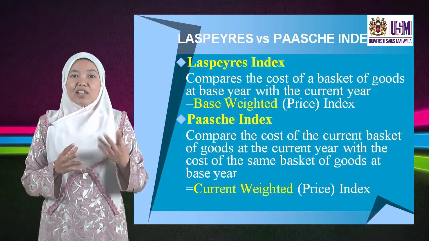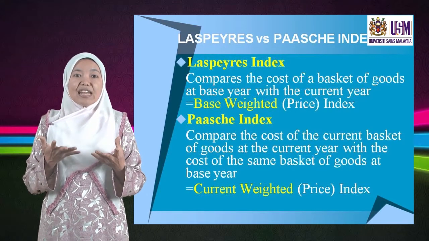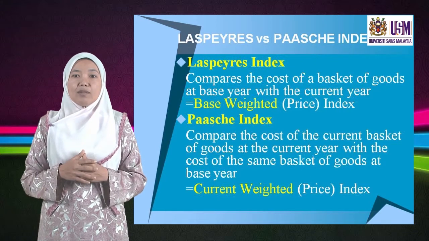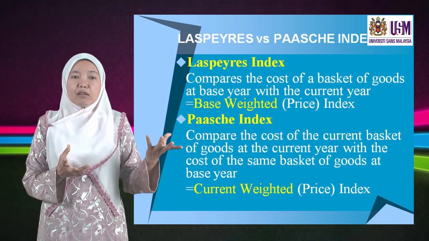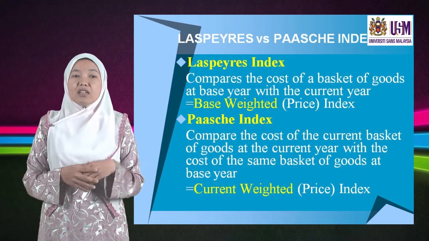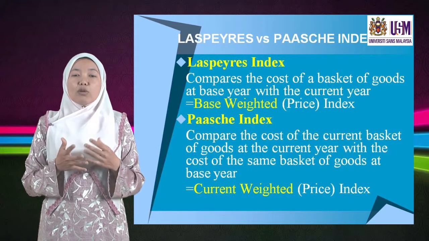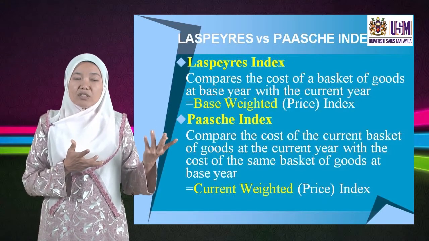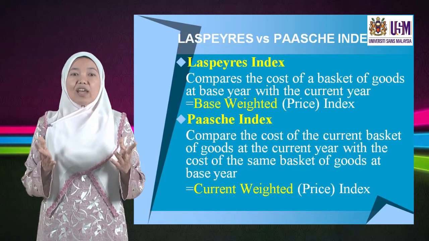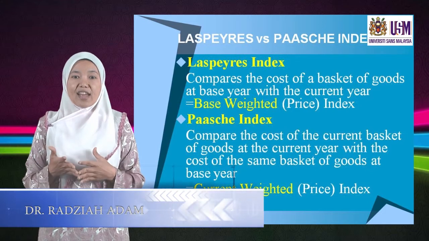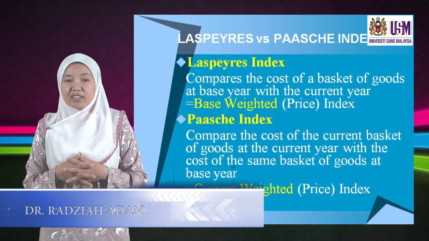In this case, the Laspeyres index is used to compare the cost of a basket of goods at the base year with the current year. So we're talking about a basket of goods and services at the base year. For example, the base year can be the year 2000, or the year 1997, an earlier year. You compare what the price of that basket of goods and services is now. The Laspeyres price index is also known as the base weighted index.